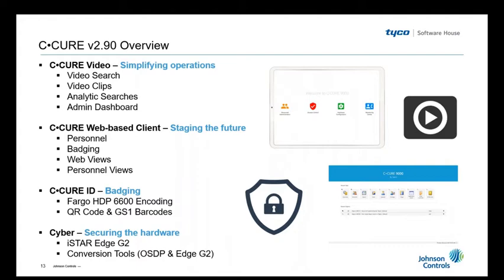We also have Secure ID badging updates. We added the new HID Fargo HDP6600 printer with some updated encoding options. And we have QR code and GS1 barcode support added as well. And then for cyber, we're continually making cyber updates with every new rev that we have, but the iStar Edge G2 definitely is the front runner on the cyber side for that update.